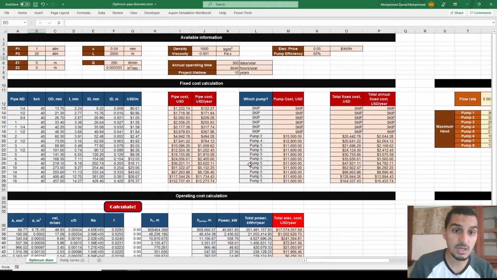And now we are including the price of the pipes and the price of the pump, which is something that we didn't do last time. So this is the first way we can include the pump cost.